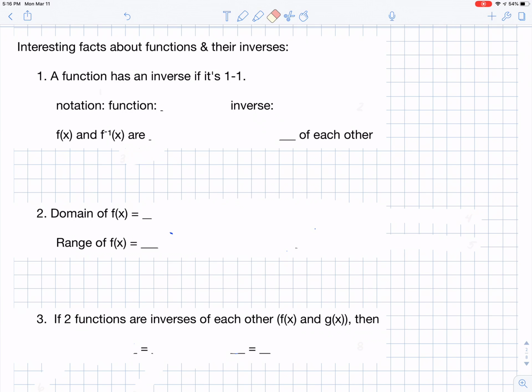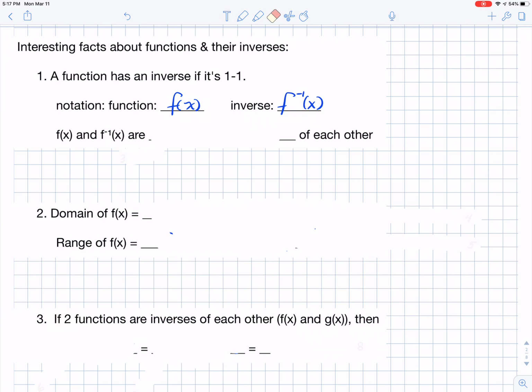The first interesting fact is that a function has an inverse if it's 1-to-1. And I'd like to talk about the notation. We already know that a function is written f of x. That's nothing new. Inverse function, the notation looks like the following. Now, please do not mistake this little -1 as a power. It's not a power. We read this as f inverse of x.